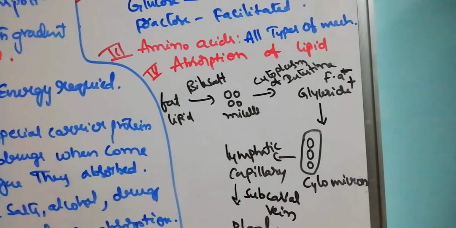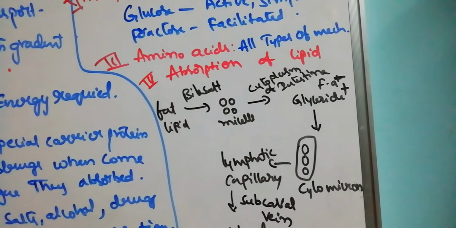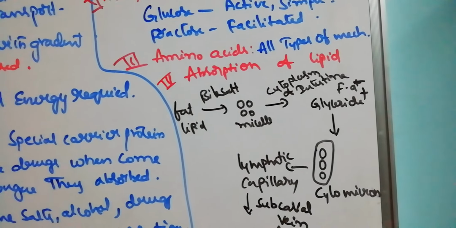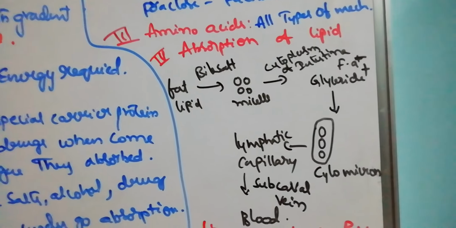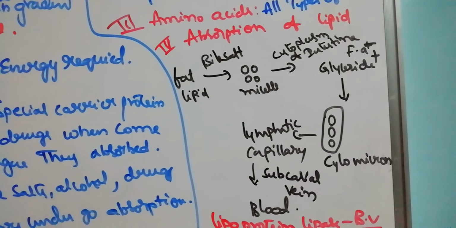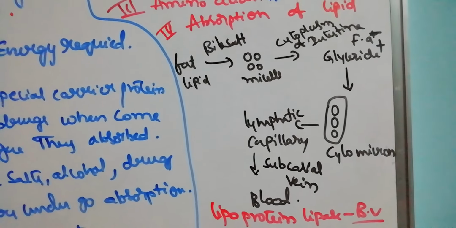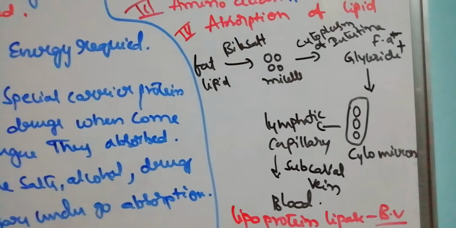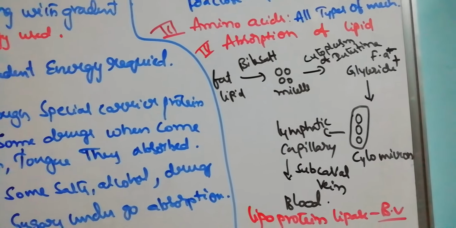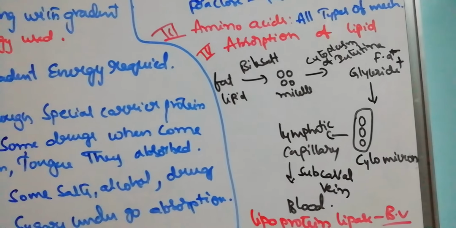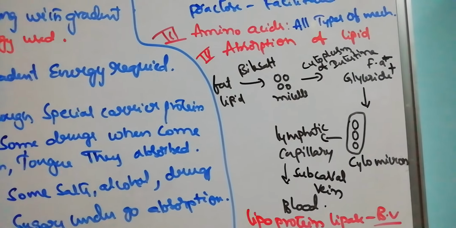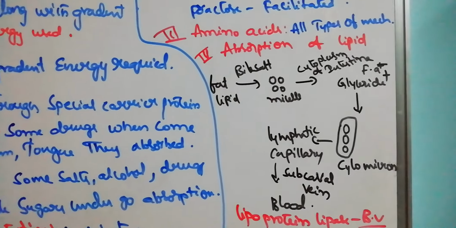By exocytosis, they come out of that cell and enter the lacteal. The lymphatic capillary is called the lacteal. Through the lymph, it reaches the subclavian vein and enters the blood. While entering the blood, the blood vessels contain lipoprotein lipase, which again forms the fatty acids and glycerides separately. So this is how fats will be absorbed.